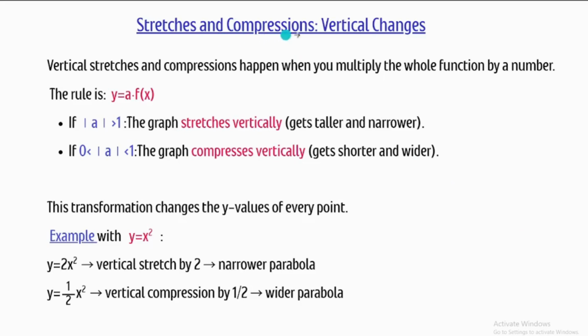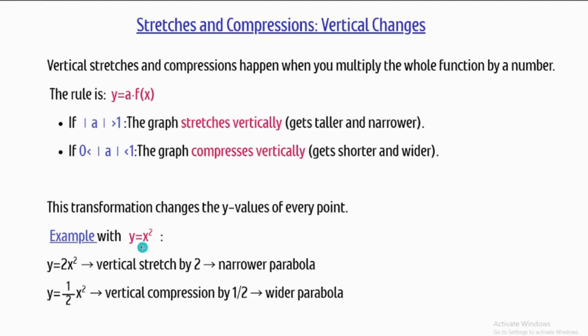Stretches and compressions, vertical changes. Vertical stretch and compression happen when you multiply the whole function by a number. You multiply the whole function, so it affects from outside. The rule is, if the parent function is y equals f(x), we will multiply it by a. If absolute a is greater than 1, then the graph stretches vertically. If absolute a is greater than 0 and less than 1, the graph compresses vertically, gets shorter and wider. This transformation changes the y value of every point.